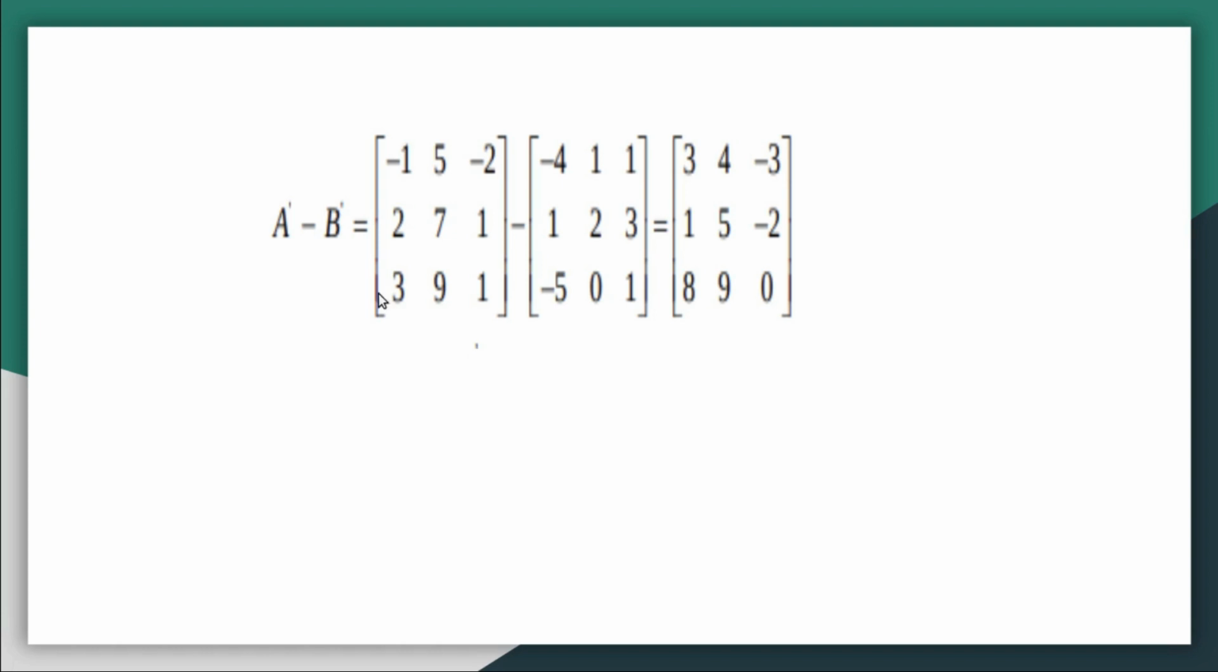And A transpose minus B transpose is the same matrix: 3, 4 minus 3, 1, 5 minus 2, 8, 9, 0. So we have (A minus B) whole transpose equal to A transpose minus B transpose.